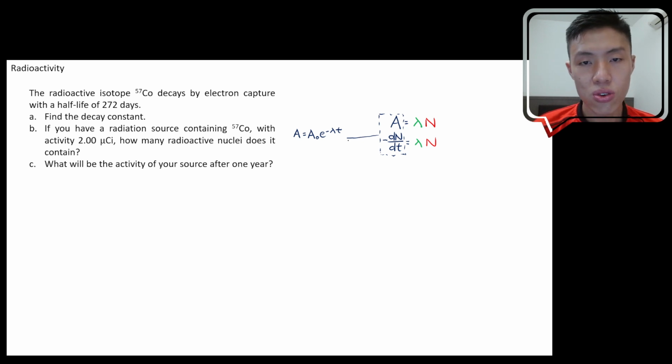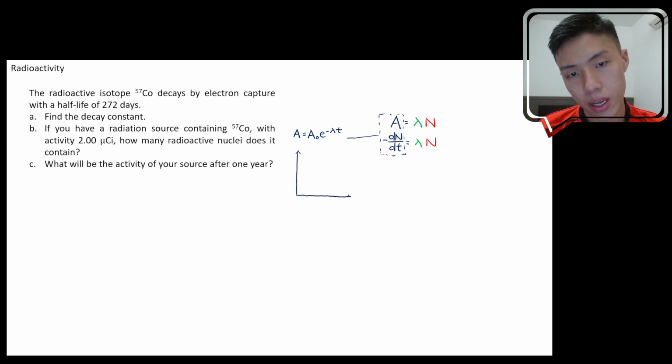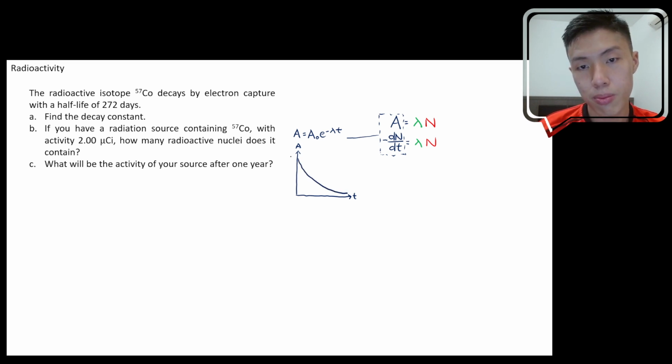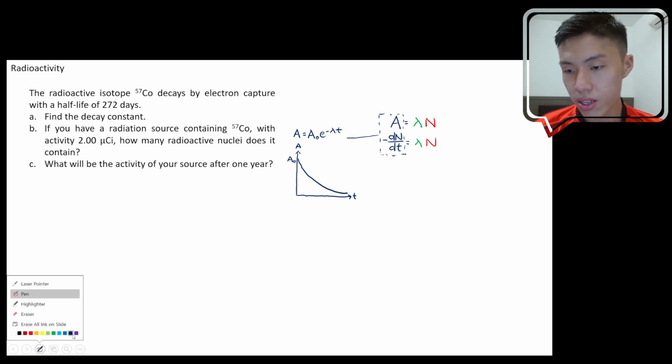There's a graph for this equation as well. This graph shows us how the activity changes with time. It's activity against time, so the graph should decrease exponentially with time, starting with A naught, the initial activity. So that's for the blue side of things.